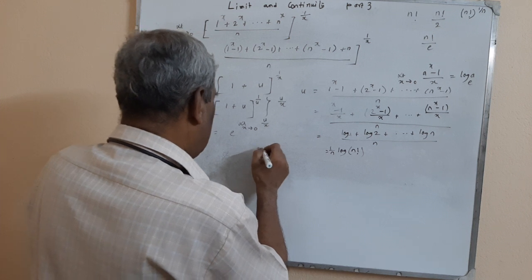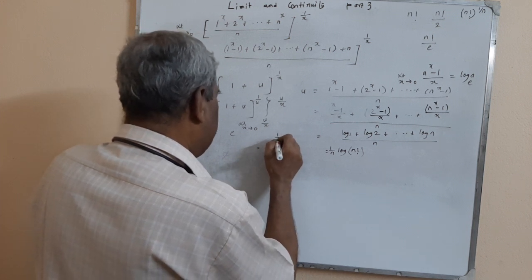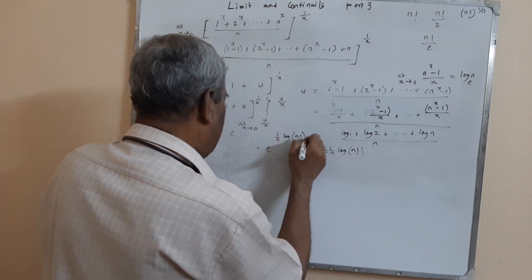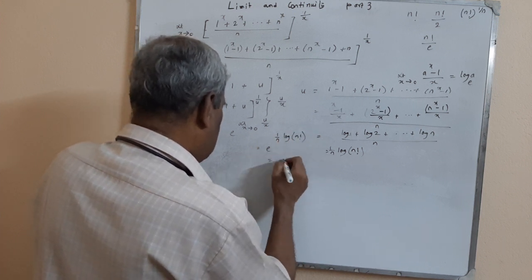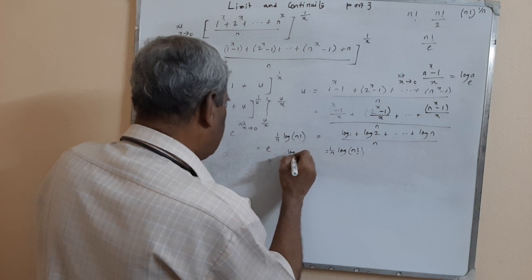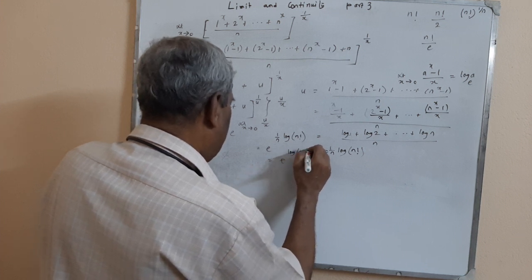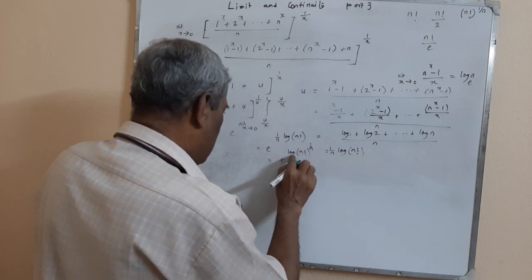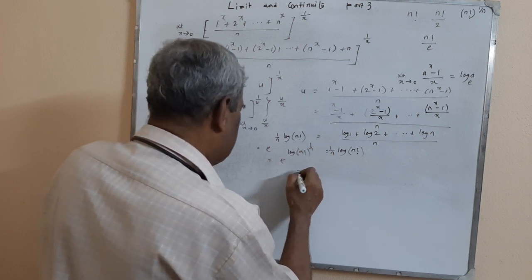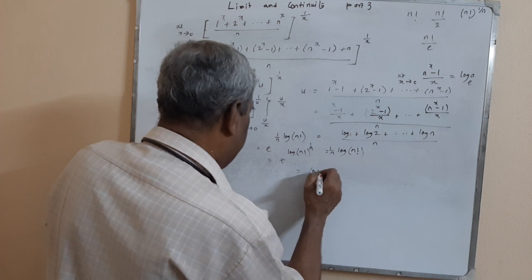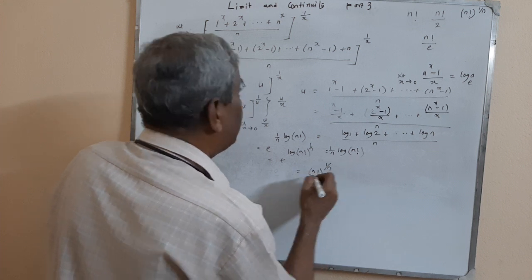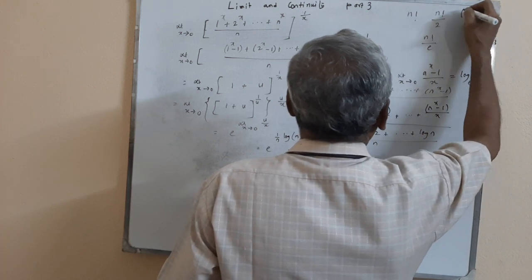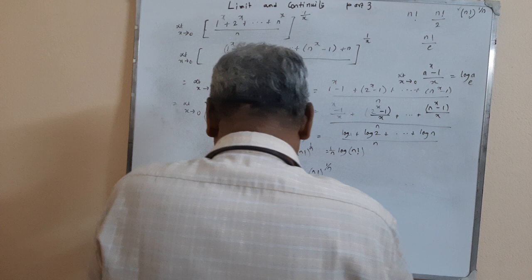So it is e to the power 1 by n into log of factorial n, so that it is e to the power log of (factorial n) whole to the power 1 by n, and e to the power log balances, so answer is (factorial n) whole to the power 1 by n. This one is the correct option.